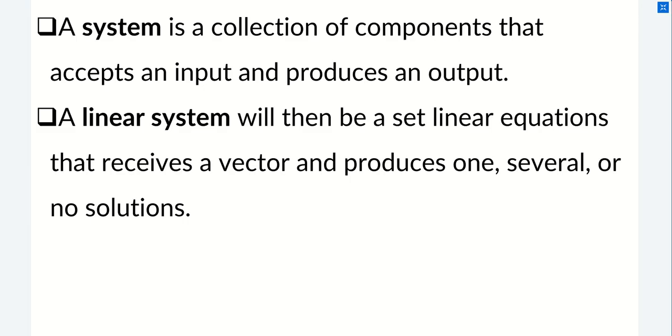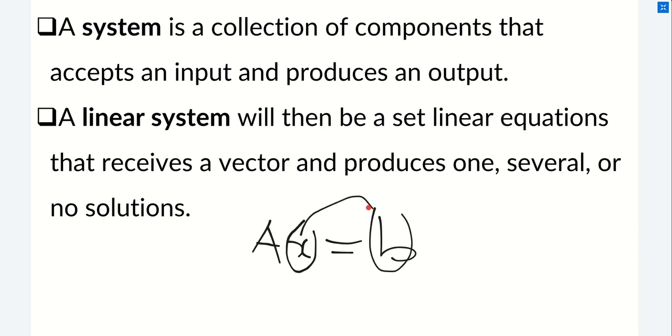Now, when you talk about a system, it is just a collection of components that accept an input and produce an output. You've been seeing this equation over and over again: Ax is equal to b. We put in this vector, and we expect this vector to come out. In simple terms, we are mapping this vector to this using the transformation A. This can be our input, and this is going to be our output. But for us to get an output, we need a mapping, and that is done by a matrix.